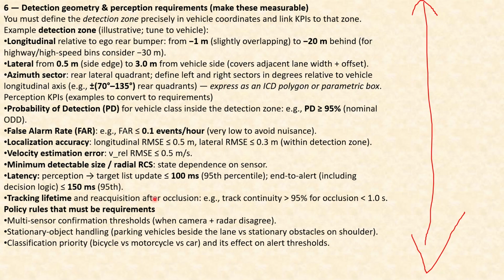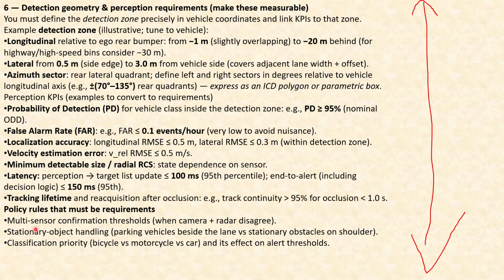Now tracking lifetime and reacquisition after occlusion. Example, track continuity should be greater than 95%, and reacquisition after occlusion should be less than 1 second. So the policy rules, you should also take into consideration the policy rules that must be considered as requirements. Okay, never forget the fact that we are still in requirement elicitation. You should never lose sight of that fact.